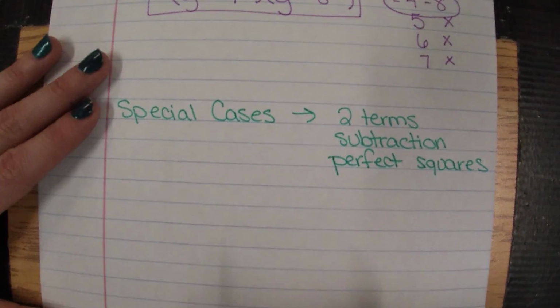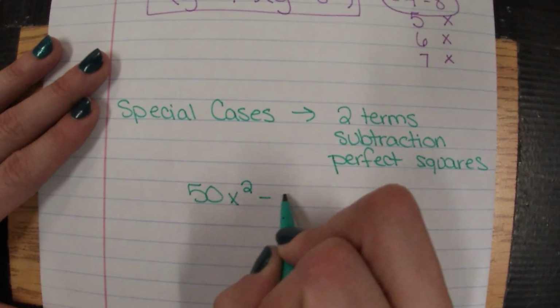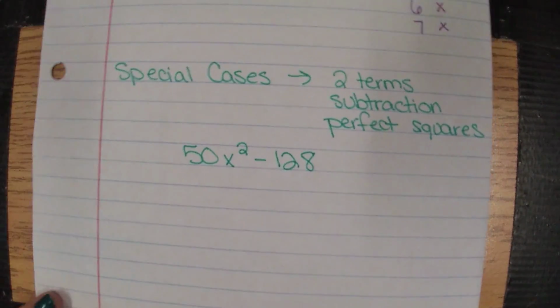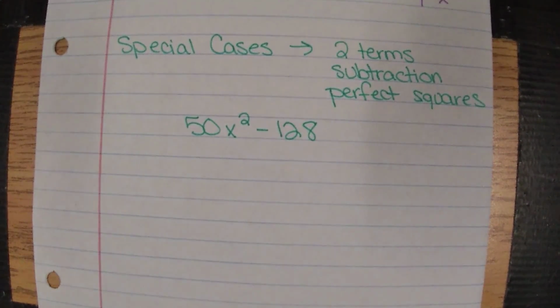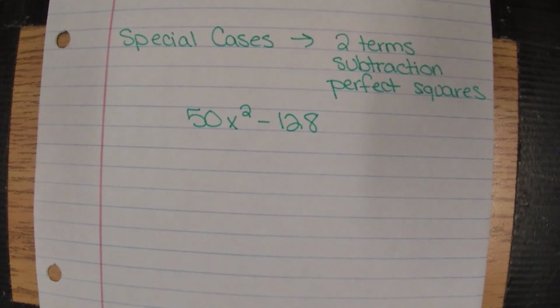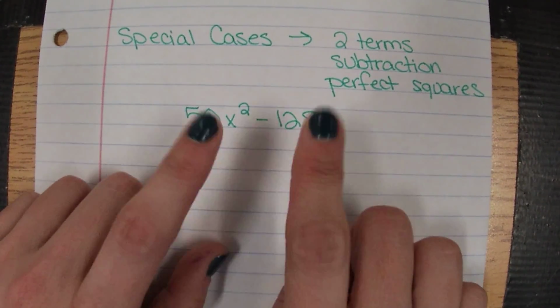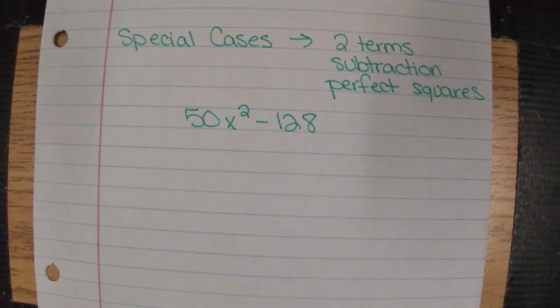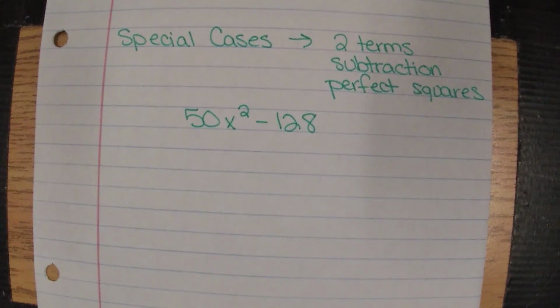Okay, so let's say we're given 50x squared minus 128. Now, this is a piece that we looked at the very end. It wasn't on the test, but it was part of the e-learning. So right now, we're looking at a problem that has two terms. It is subtraction, but these are not both perfect squares, right? There isn't a number times itself that gives us 50.